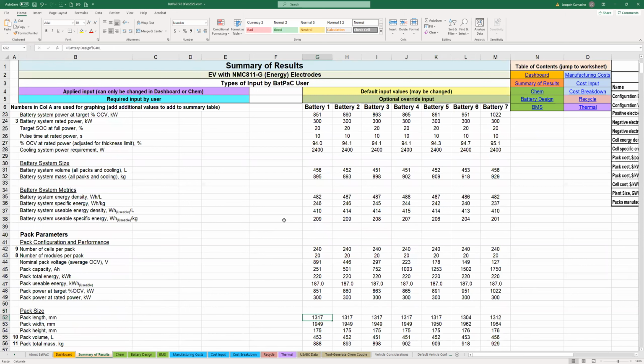All of these battery packs are basically going to be the same size. They're all going to be 1.3 meters by 1.9 meters by, what is that, 20 centimeters high, 17.5 centimeters high. We chose, that's a rectangle of a certain volume. So 1.3 meters is pretty much the length.